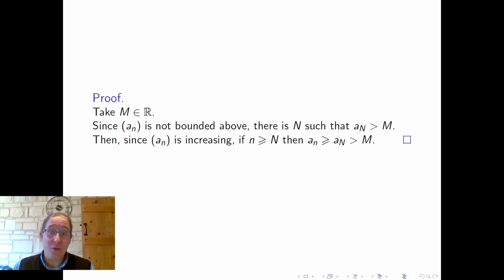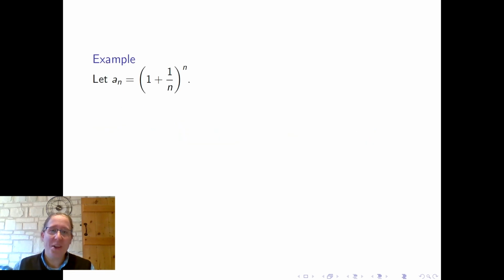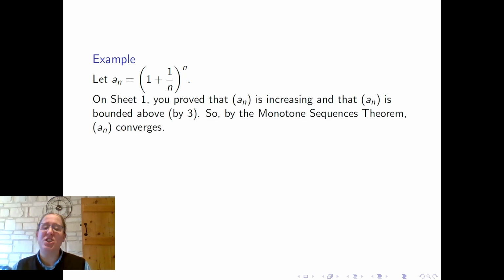Let's have a look at some examples of what we can do with the monotone sequences theorem. So one example, I'm going to let A n be (1 plus 1 over n) all to the n. And this is a sequence that you've already studied on a problem sheet. On sheet 1, you showed that the sequence is increasing and that it's bounded above. You showed that it was bounded above by 3 on that sheet. And so by the monotone sequences theorem, we know that it converges. Isn't that great? We can show that it converges without having to know what the limit is.